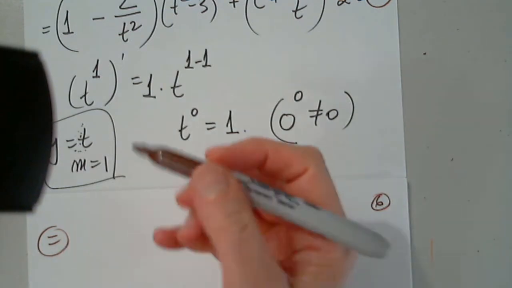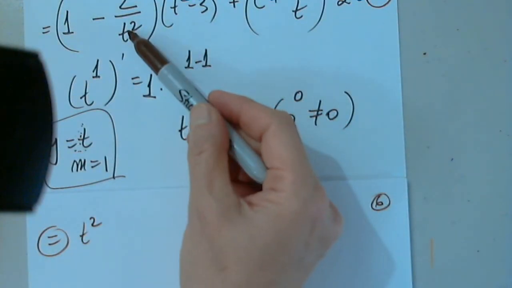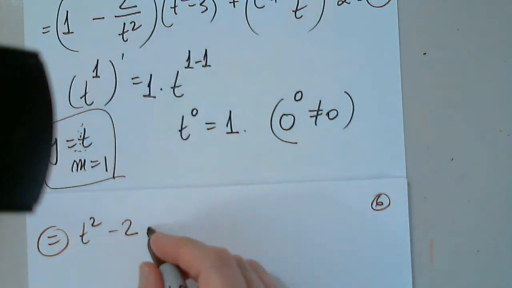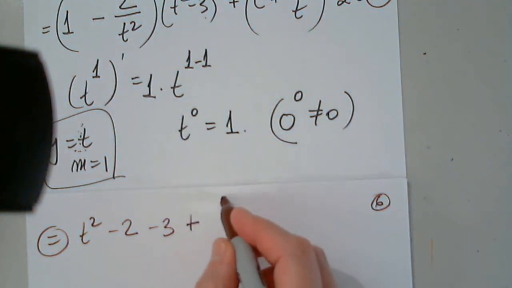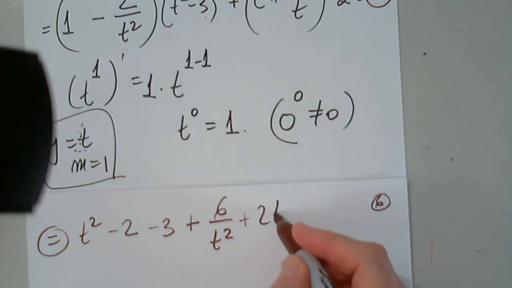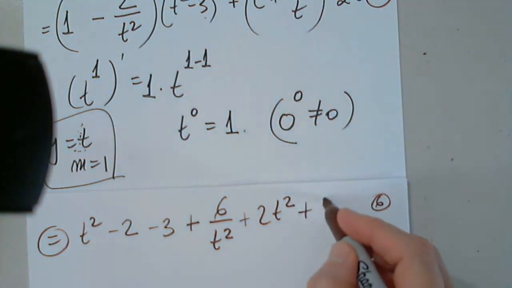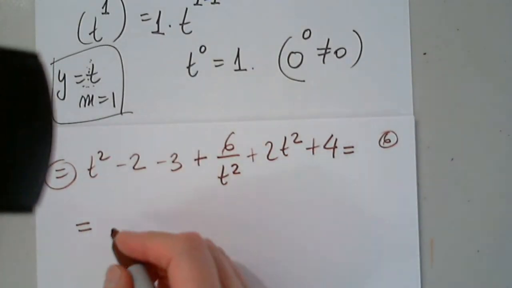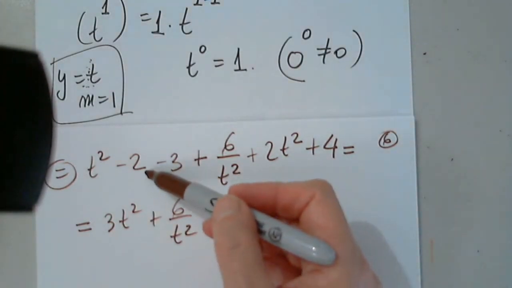I continue here. t squared times 1, t squared. t squared times negative 2 over t squared. These two go away, minus 2. Negative 3 times 1, negative 3. And negative 3 times negative 2 over t squared is positive 6 over t squared. 2t times t, positive 2t squared. 2t times negative 2 over t in the denominator, the t will go away, so plus 4. t squared plus 2t squared, 3t squared, plus 6 over t squared, 4 and negative 5, negative 1.